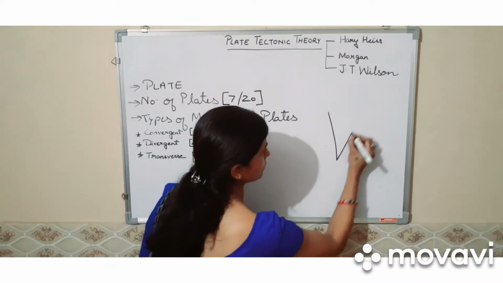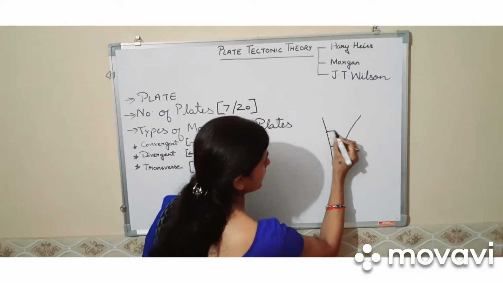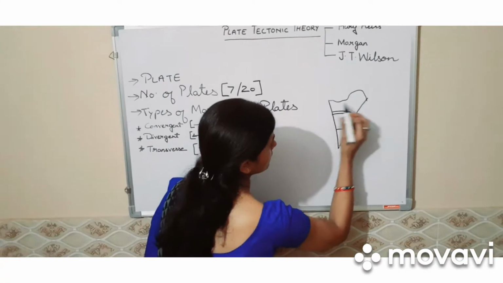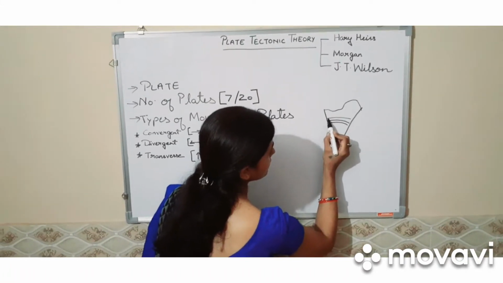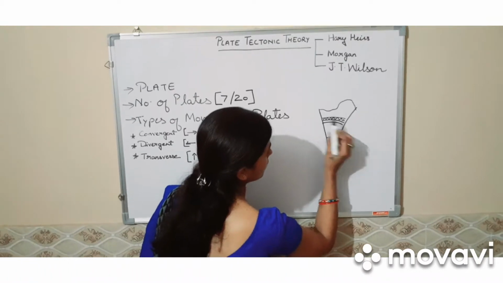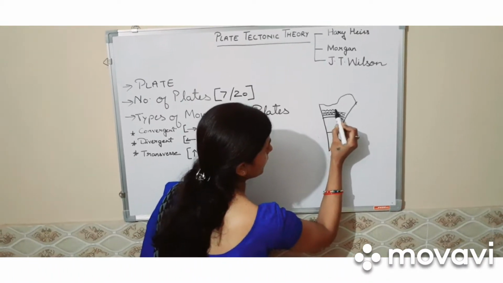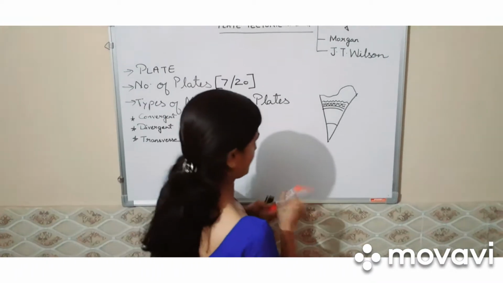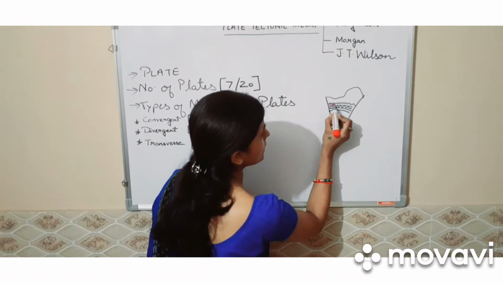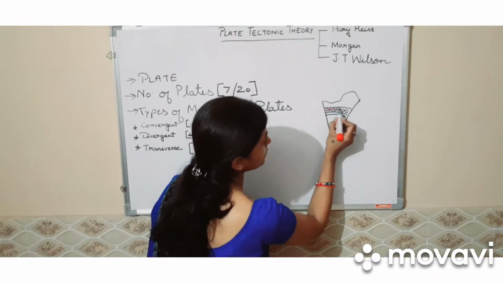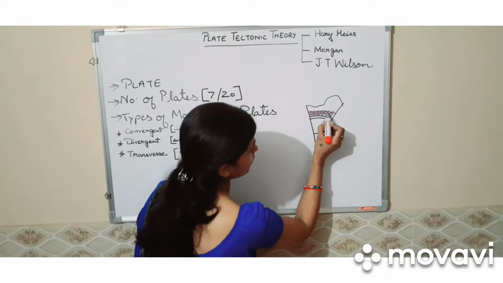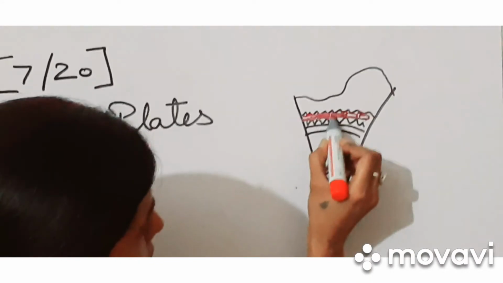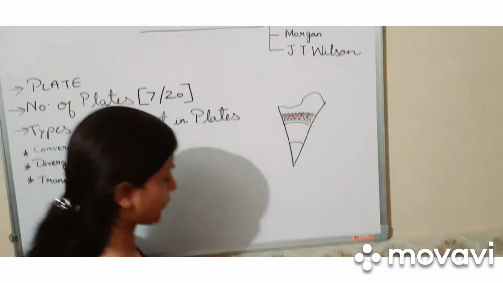I'm going to draw the inner part of the earth. This is the core, this is the mantle, and here is the region of asthenosphere, and this whole part is your lithosphere region. Okay, and this is the lower part of the lithosphere, and plates are located here. Plates are broken parts of the lithosphere, just like broken pieces of rocks. So plates are located between the lower part of the lithosphere and the upper part of the asthenosphere.